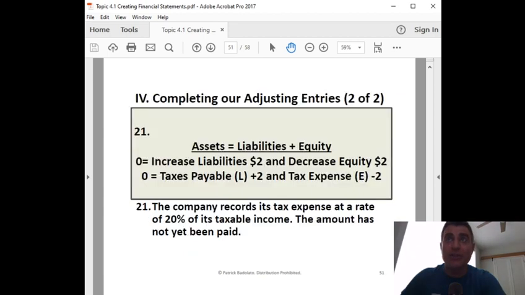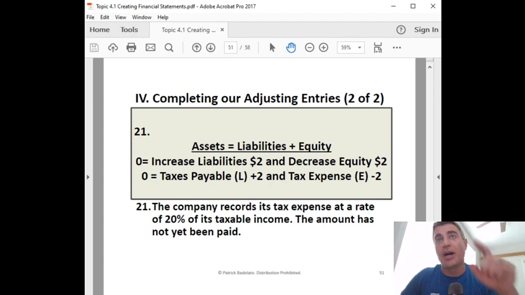We have to go back and take this information to the transactions that we're still processing. So now we have our data. We learned that our income tax expense is $2. So what do we do here? We have to increase our liabilities $2. Why? We didn't pay the tax burden yet, the amount owed to the IRS, let's say. So we have to increase our liabilities. Which liability? Well, the one that fits, taxes payable.